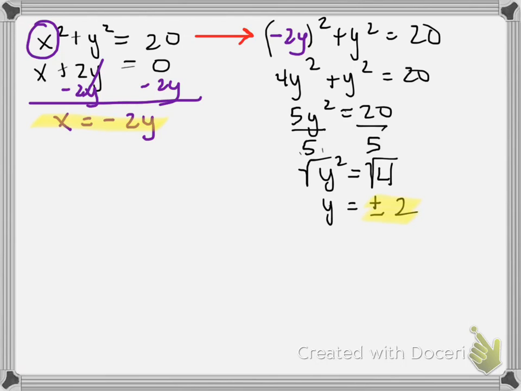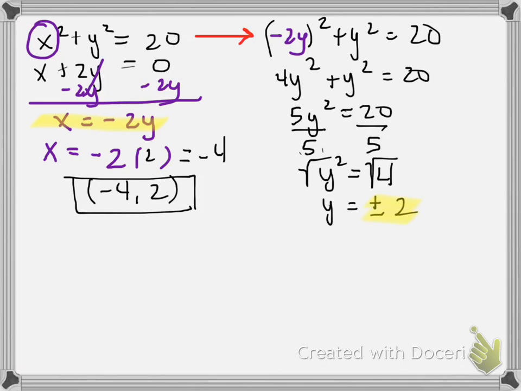Let's start with when y is positive 2. So I'm going to get x equals negative 2 times 2. X will be negative 4. So I know I'm going to have the point negative 4, positive 2. That's going to be one of my solutions.